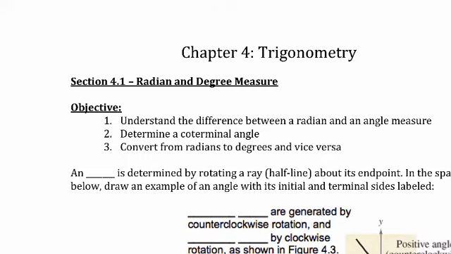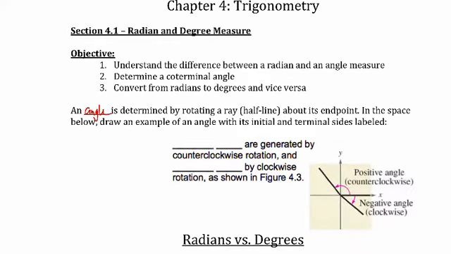Just starting off with the definition, an angle is determined by rotating a ray, which remember is half a line, so it's pointing in only one direction, about its endpoint. We'll call it the vertex. In this space below, let's draw an example. So here's an example of an angle, and we're going to have a couple different sides to it. The bottom side, I'm going to call the initial side.